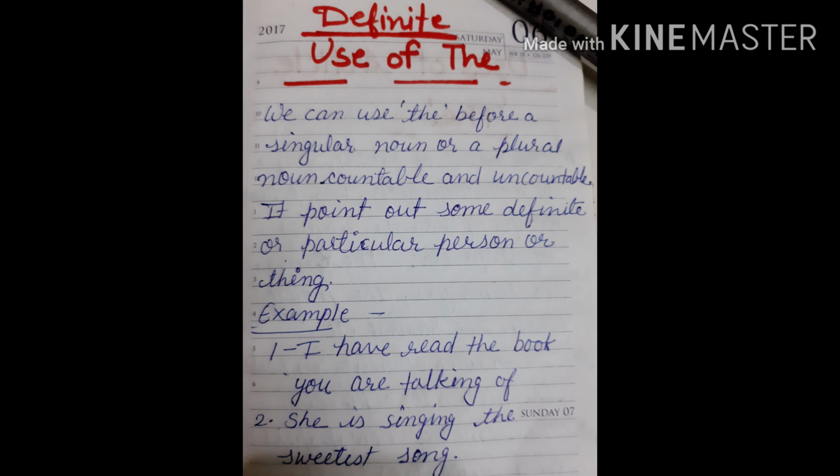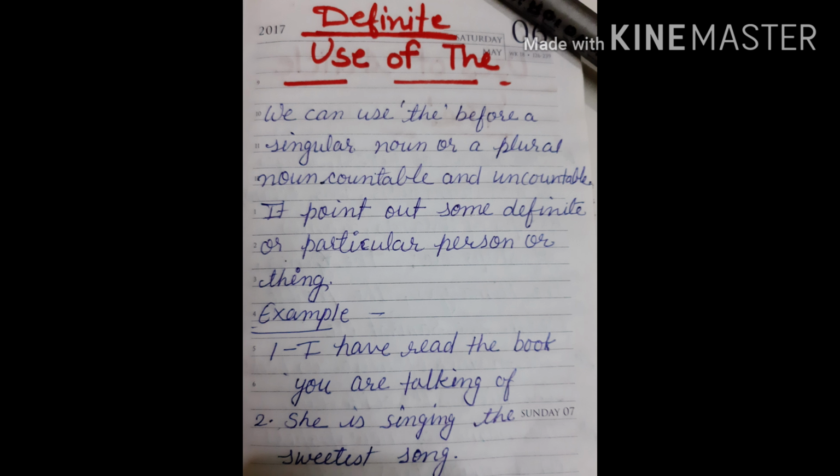We can use the before a singular noun or a plural noun, countable noun or uncountable noun. It points out some definite or particular person or thing. For example, I have read the book you are talking of. I have read the book. Which book have I read? You are talking of. It means we are specifying the book.